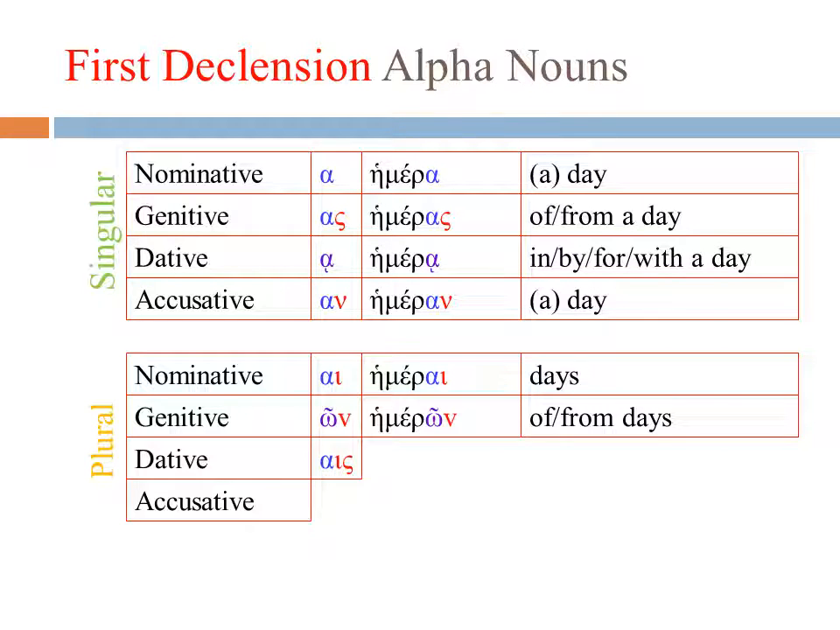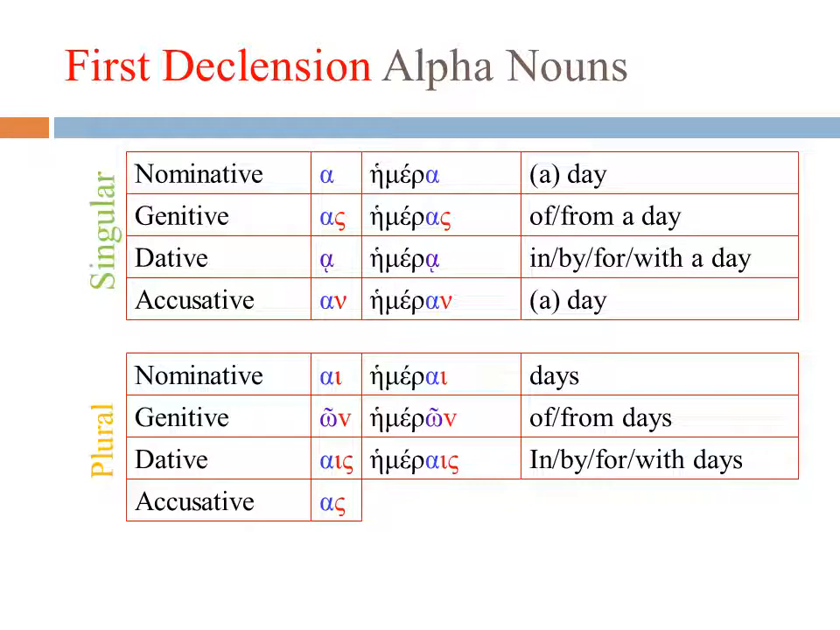Dative, we have iota sigma as the ending. It does not subscript, so we get hemerais, in, by, for, with, days, and this is also the indirect object.